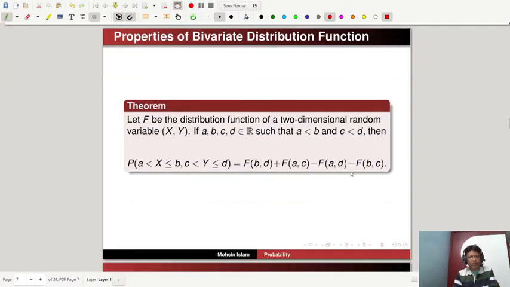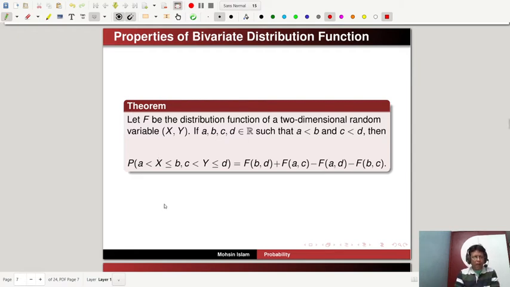Next, I will discuss some properties. If F is the distribution function of the two-dimensional random variable x comma y, and a, b, c, d belong to R such that a is less than b and c is less than d, then the probability of a less than x less than or equal to b, c less than y less than or equal to d equals this result. This probability can be calculated by using the distribution function. You can prove this theorem just like you did in the one-dimensional case, that is, for one random variable.